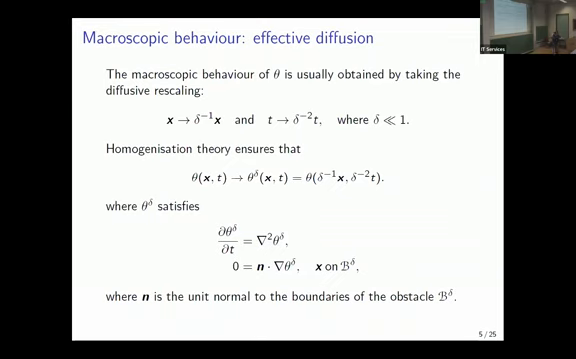Okay, so how does this effective diffusion come out? Usually the standard approach is to obtain the macroscopic behavior by taking the diffusive rescaling. In that way, x squared over t remains order 1 as delta goes to 0. And then homogenization theory ensures that the concentration tends to the concentration obtained with the rescaled parameters, where now this theta delta satisfies the diffusion equation. Again, of course, it's a diffusive rescaling, so there's no big alteration. It's just the position of the obstacles that changes.